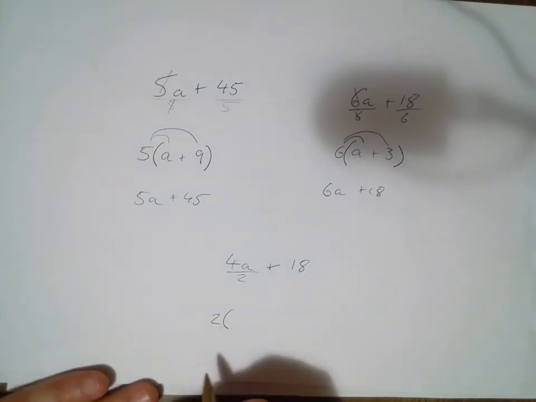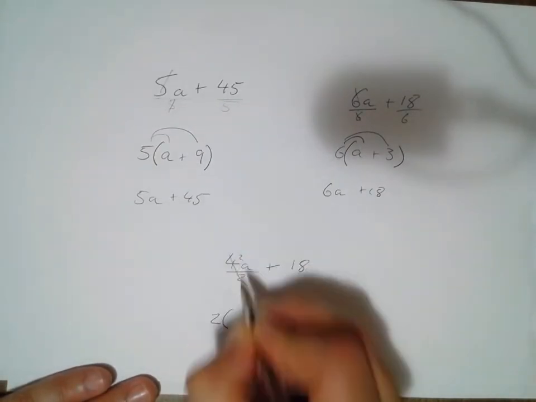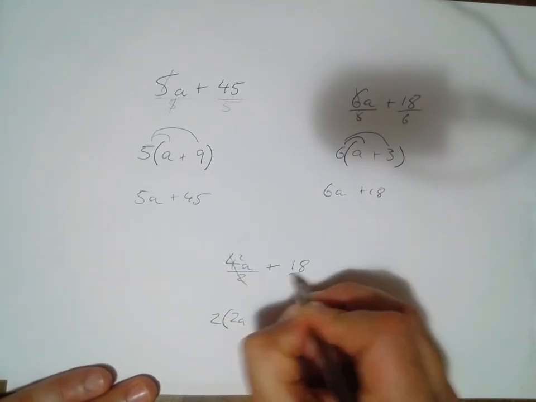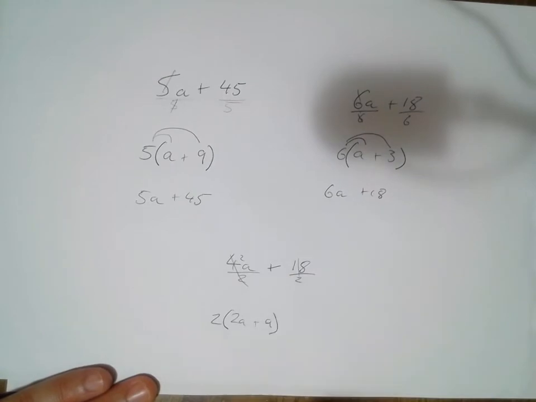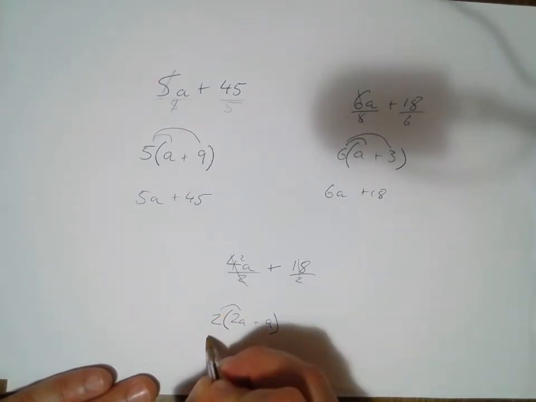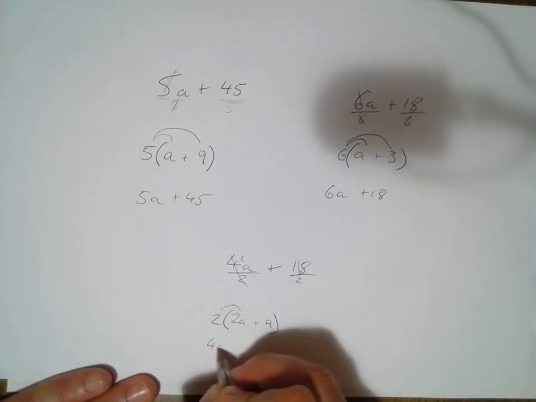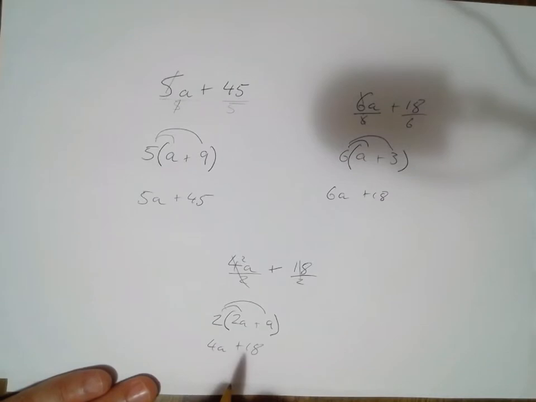And again I divide that one by 2. 4 divided by 2 is 2. So on this side I'm left with 2a. 18 divided by 2 is 9. Alright, so there's my factor form for that one. And again I can test it. 2 times 2a is 4a. 2 times 9 is 18.